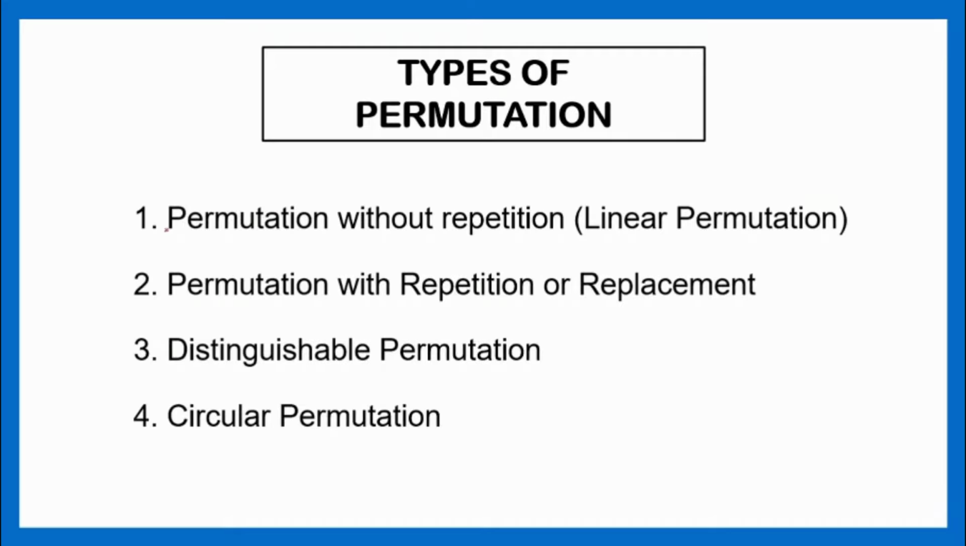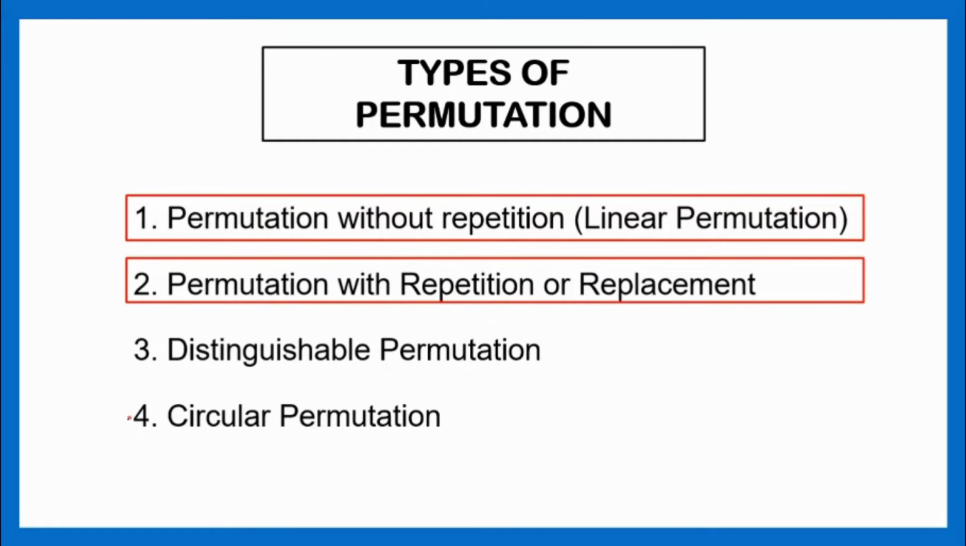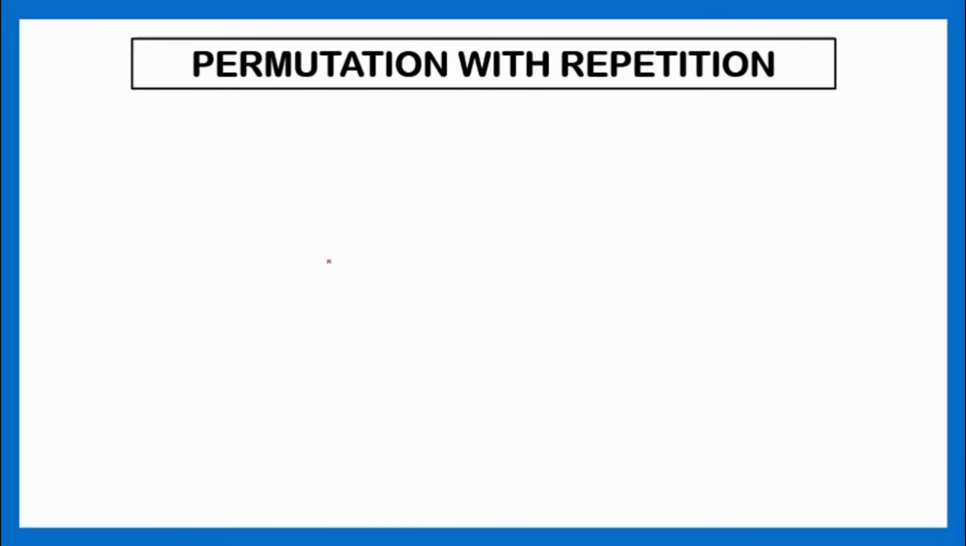Now let's go to the 4 types of permutations. Number 1, which we have discussed already, permutation without repetition, yung hindi pwedeng maulit yung objects, or the linear permutation. Number 2, permutation with repetition or replacement. Kapag pwede na, allowed na maulit, ito yung second type. Third type is distinguishable permutation. Then fourth type is the circular permutation. So again, we're done with number 1. We'll focus now on number 2, permutation with repetition or replacement. So let's start.